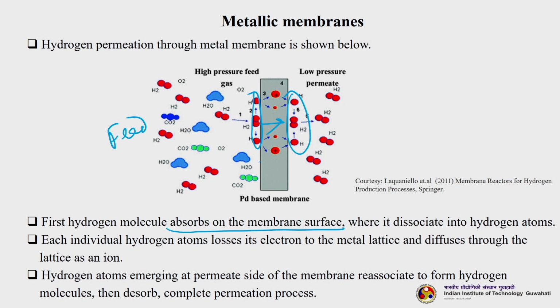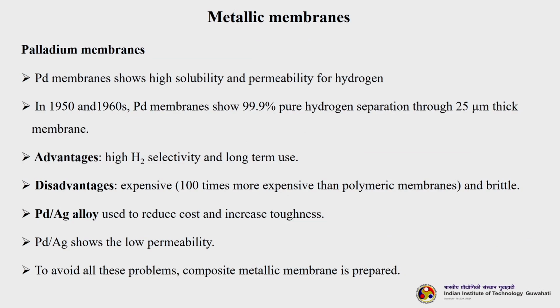So, the membrane is made in such a way that it will selectively permeate only hydrogen, in the form of hydrogen atoms. Once they come to the permeate side, these hydrogen atoms reassociate to form the hydrogen molecule. Similarly, oxygen selective membranes and membranes selective to other gases, such as carbon dioxide, are also being prepared. Palladium membranes show high solubility and permeability for hydrogen. I am talking about the application we just discussed. In the 1950s and 60s, palladium membranes showed 99.9% pure hydrogen separation using a 25 micron thick membrane.